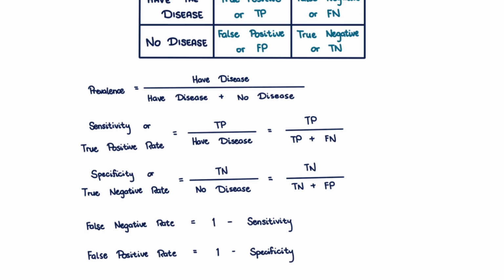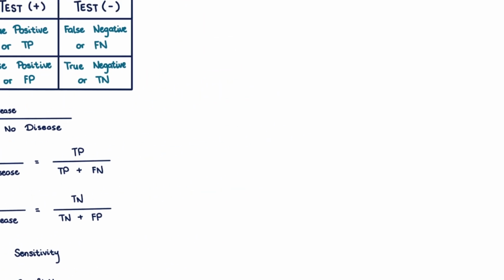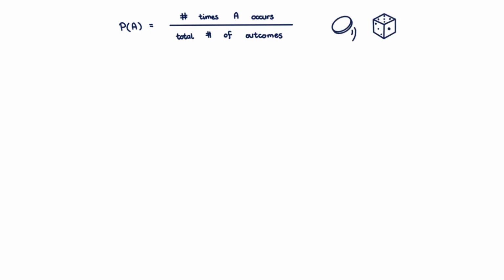If you've noticed, all of these are probabilities. So let's have a little review about probability. The probability of event A is equal to the number of times A occurs over the total number of outcomes. Think of those probability examples with the coin flip, the dice rolls, the deck of cards, those things. Union probability, or the probability of A or B occurring.